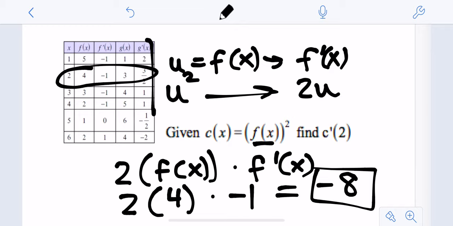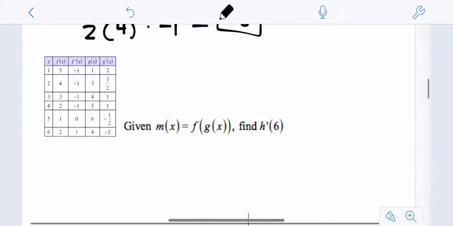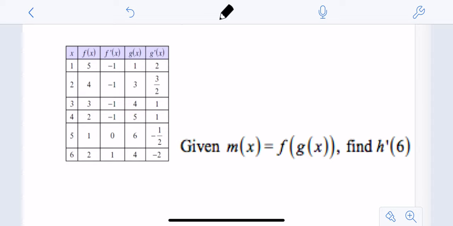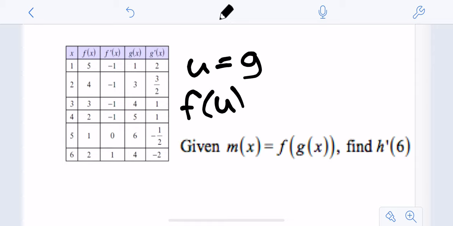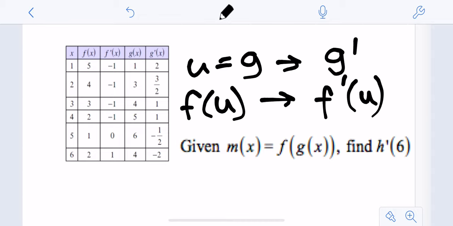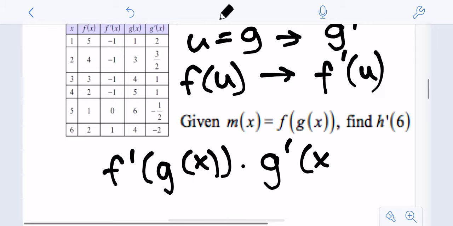And remember, with chain rule, if doing it in your head is hard, if you set it up with a u, that's going to make it a lot easier. So this one's very similar, except we don't have the u squared, right? We have f of g. So the inner part here is g, the outer part here is f of u, and then the derivative of each of those would be g prime, and then f prime of u. So this is going to be f prime of u, which is g of x, times g prime of x.